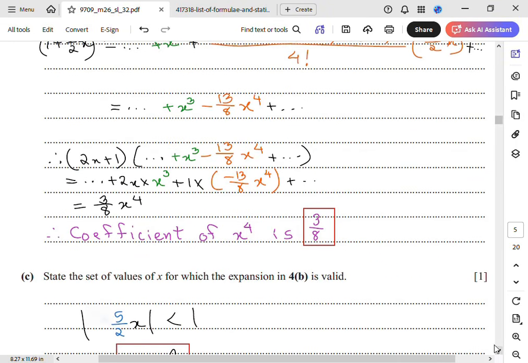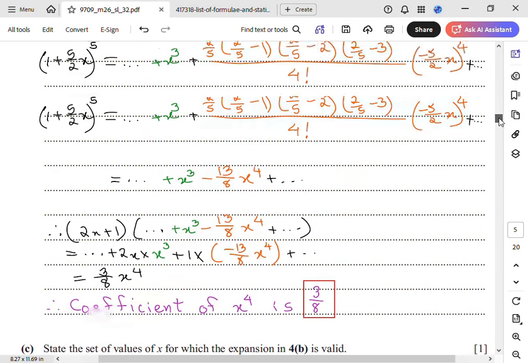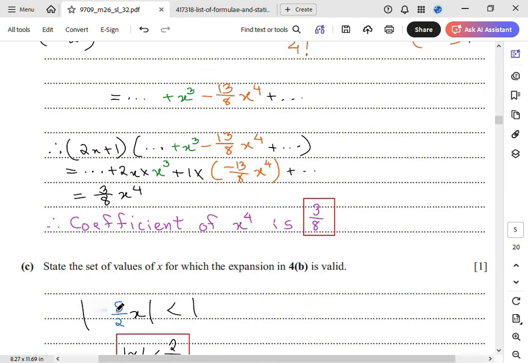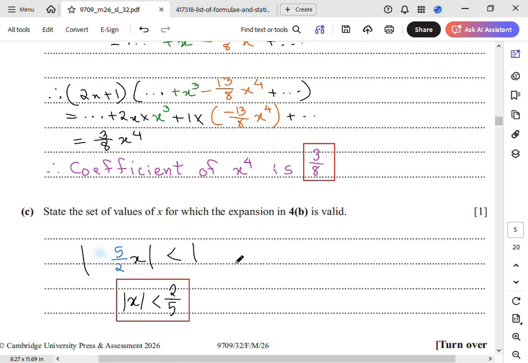Moving on, this question says state the set of values of x for which the expansion in 4b. This would be 4b, right? So for it to be valid, the modulus of minus ax has to be less than 1, or I could say modulus of 5 by 2x. So I could just take the 5 by 2 to the other side. So therefore, I have modulus of x would be less than 2 by 5. This is one way of writing it. If you prefer, you can also write it like this as well, right? x is between minus 2 by 5 and 2 by 5. They mean the same thing.